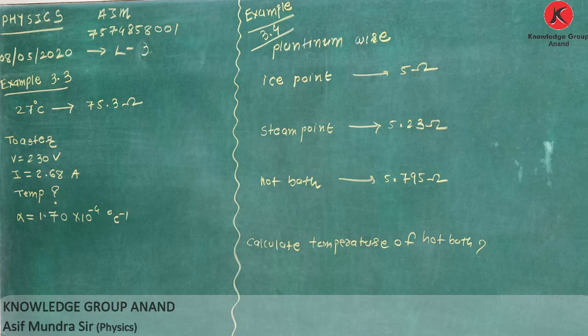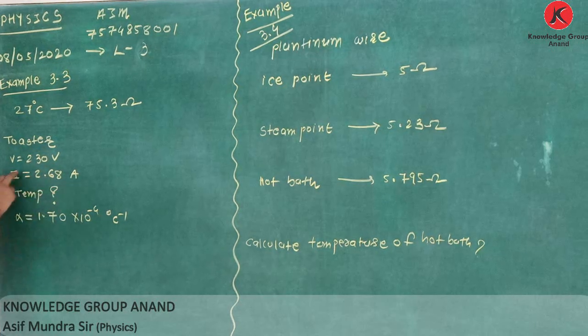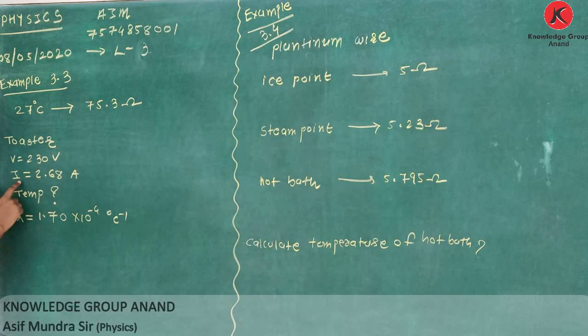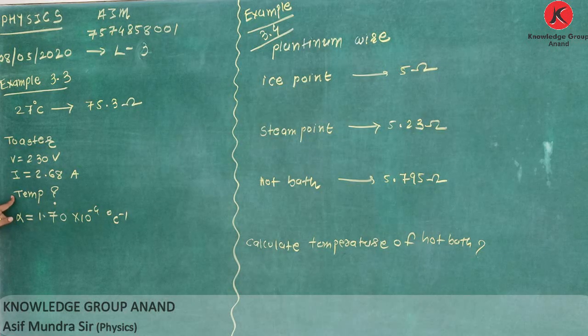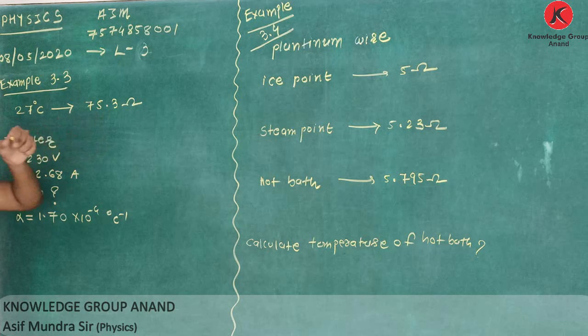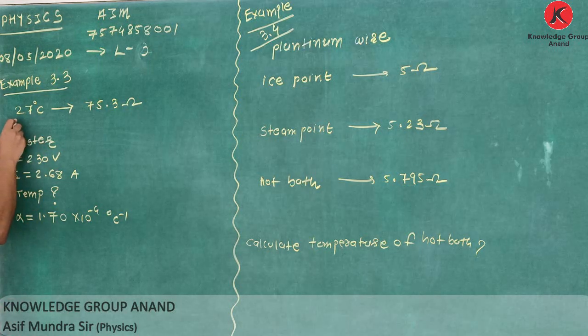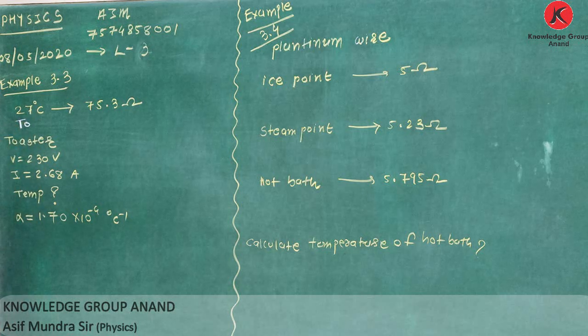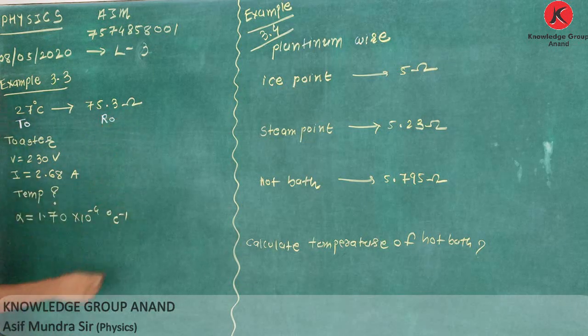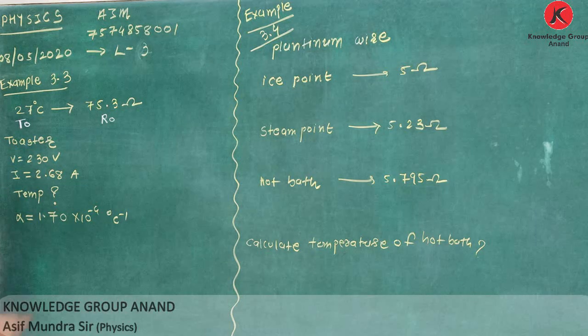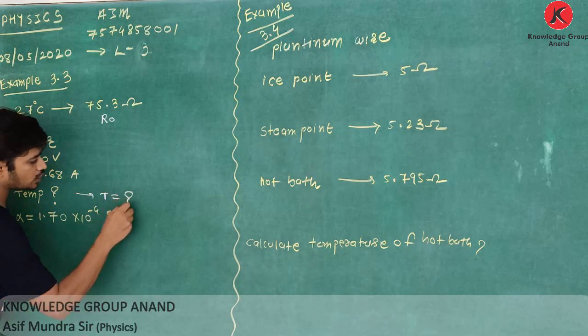Now, when the toaster is connected with a supply of V equal to 230 volt, the current flowing through the toaster is 2.68 ampere. So yes, its temperature you have to find. What is the temperature of the toaster now? You are given alpha equal to 1.70 times 10 raised to minus 4 per degree Celsius. At this temperature you are given the resistance, so assume it is T0, the reference temperature, and this is the value of R0. Clear about this? You have to find temperature T equal to question mark.